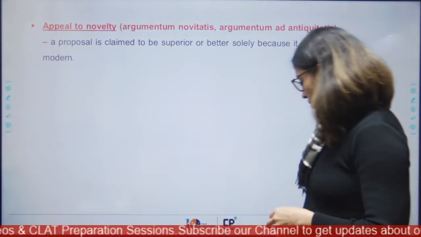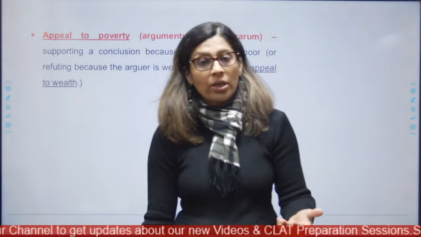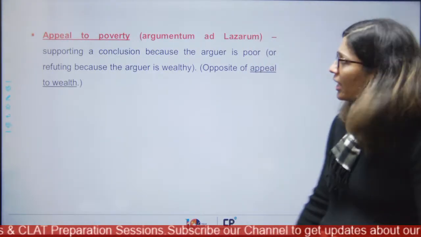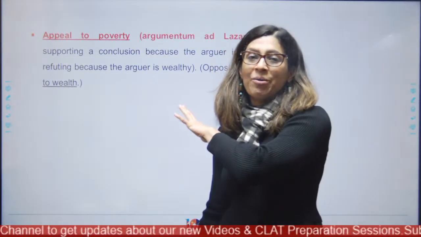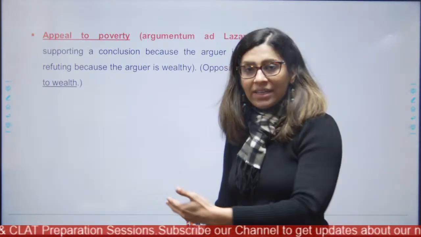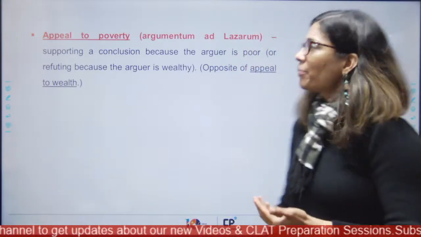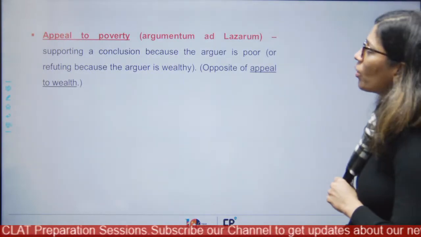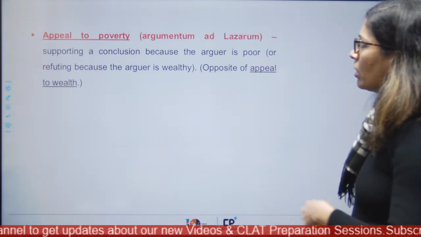Right? So I'm sure you will be able to spot it. Its opposite is appeal to poverty. Sorry, it's not the opposite of appeal to novelty. My bad. Basically, it is the opposite of appeal to being rich, right? So supporting a conclusion because the arguer is poor. So appeal to wealth is the opposite of this.